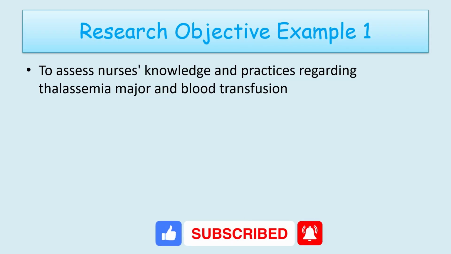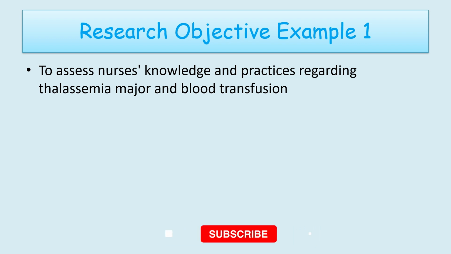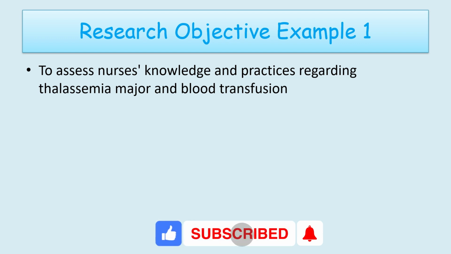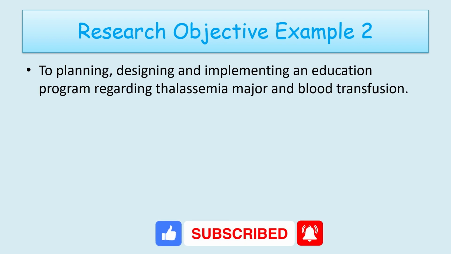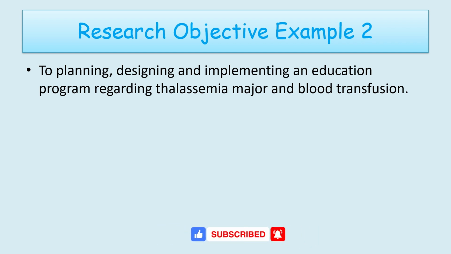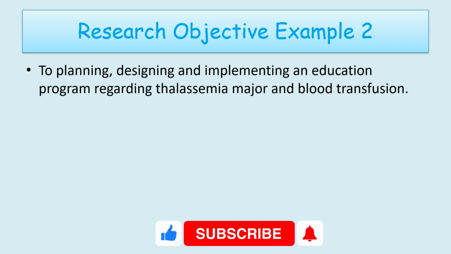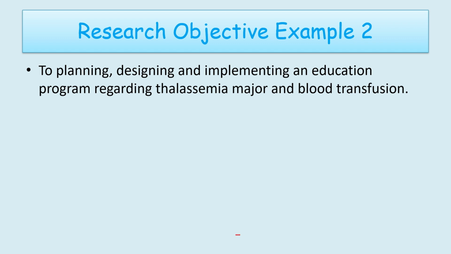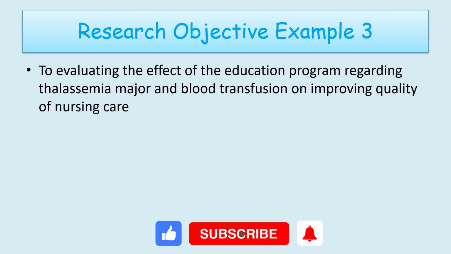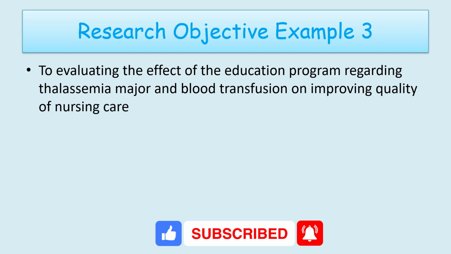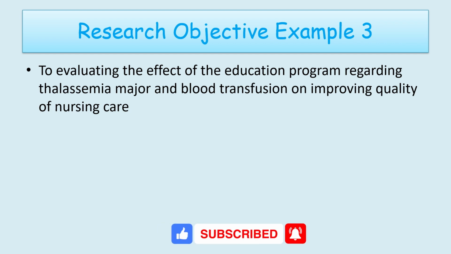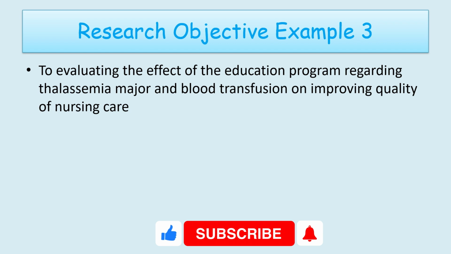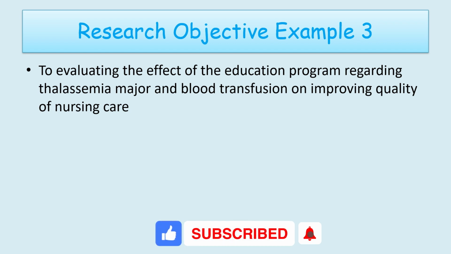The first research objective is to assess the nurse knowledge and practice regarding thalassemia major and blood transfusion. And the second objective is planning, designing and implementing an educational program regarding thalassemia major and blood transfusion. And to evaluate the effect of the education program regarding thalassemia major and blood transfusion on improving quality of nursing care.